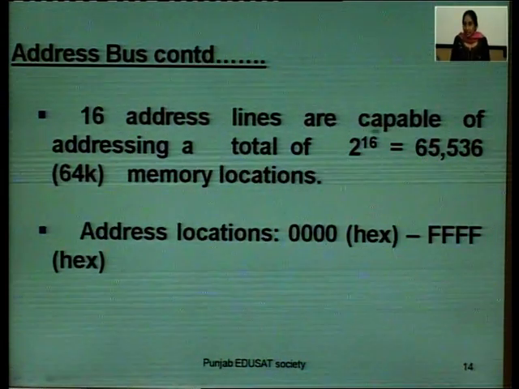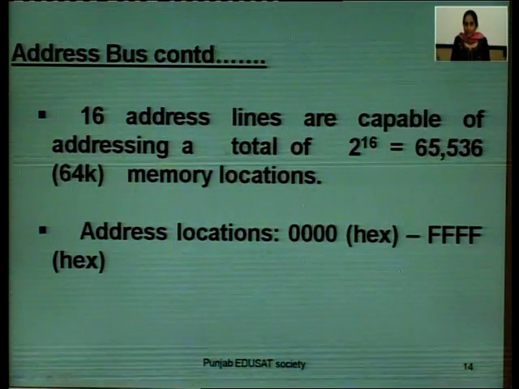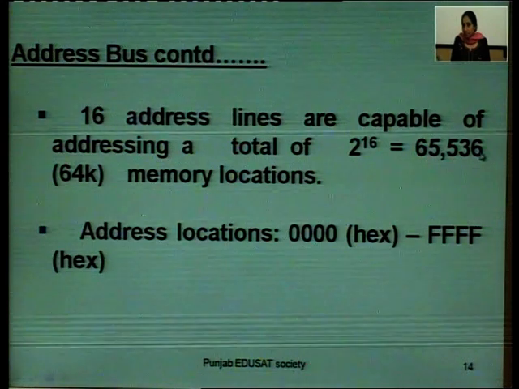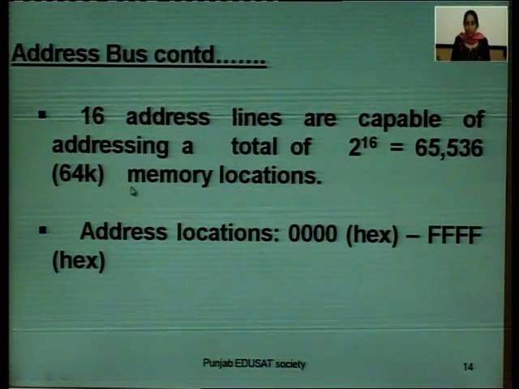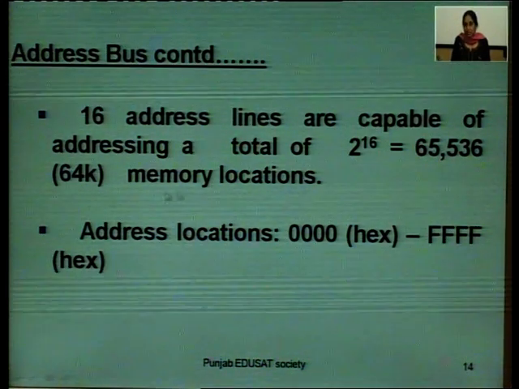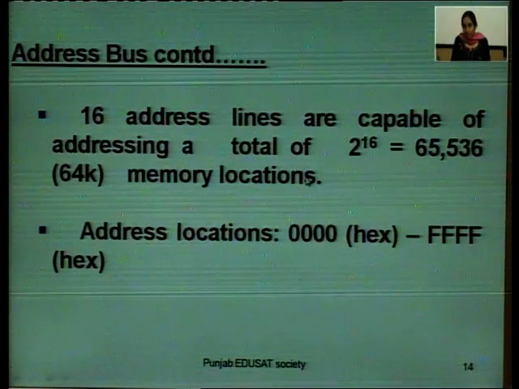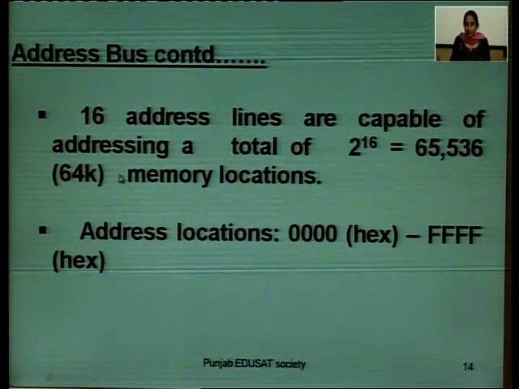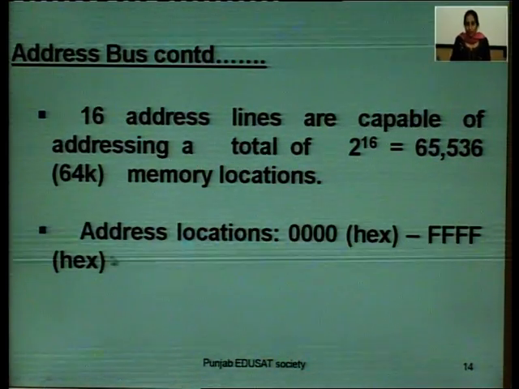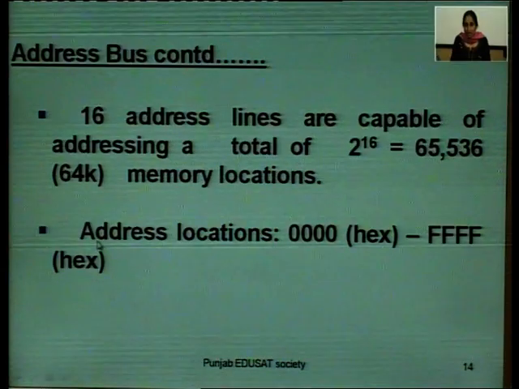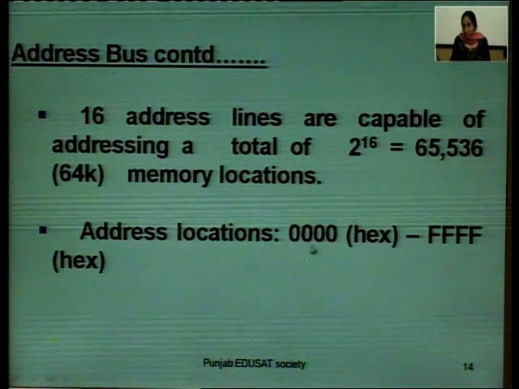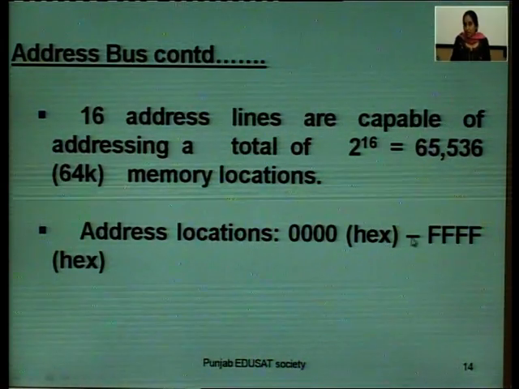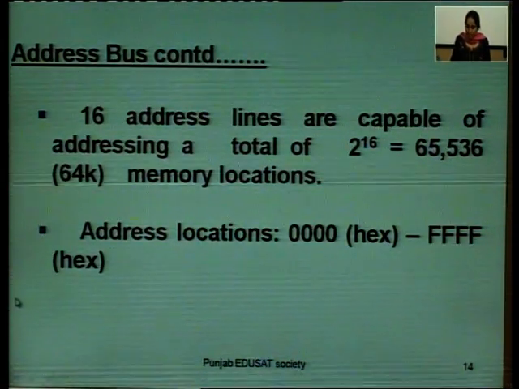16 address lines are capable of addressing a total of 2 raised to power 16, 65536, that is 64 kilobyte memory locations. In each memory location 8 bits are stored. So, the total memory capacity is 64 kilobyte. Address locations, that is address map, varies from 0000 in hexadecimal to FFFF in hexadecimal.